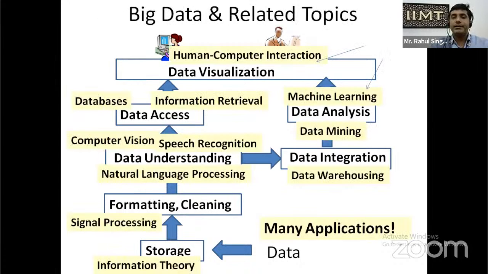Next, big data and related topics. Information from data storage, then format cleaning, signal processing, and data from our applications stored in our database and storage. Then format cleaning, then data understanding using NLP, and data warehousing. These topics are used for data visualization. Like data warehousing and data mining using machine learning. We have to visualize data and database information, data access from the database, computer vision, and speech recognition. We use these types of topics and courses for data analysis and data visualization for humans.